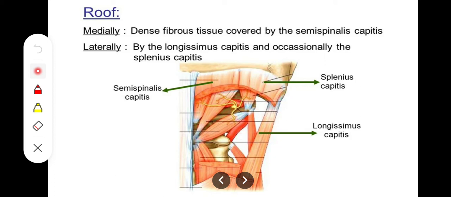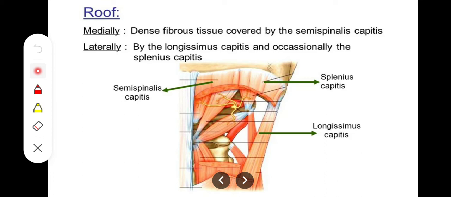Here the cut muscles show us the suboccipital triangle bounded by the rectus capitis muscle, inferior oblique and the superior oblique muscle. So in this way the roof of this triangle is formed medially by the semispinalis capitis muscle and laterally by the splenius capitis and longissimus capitis muscle.